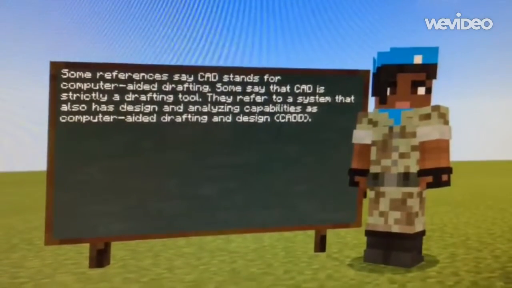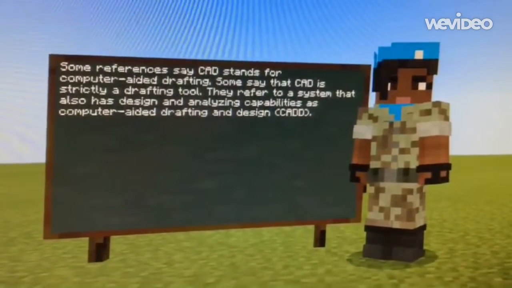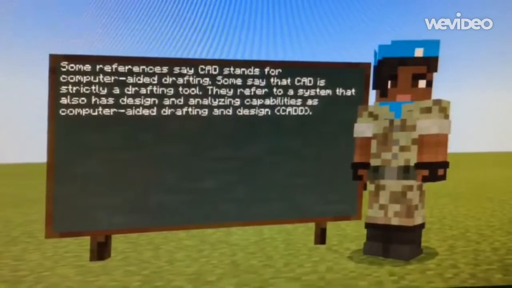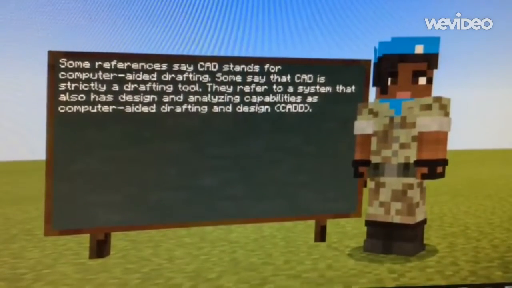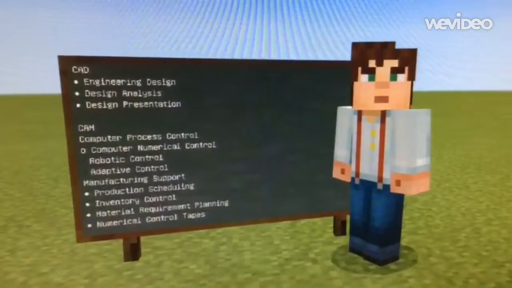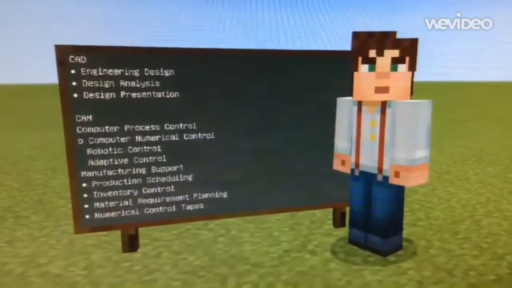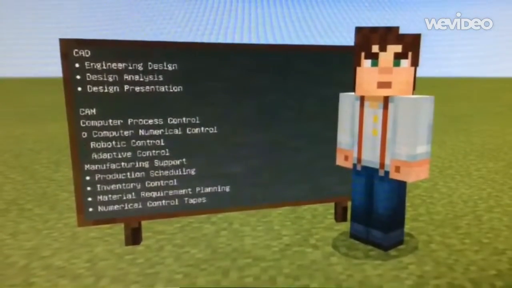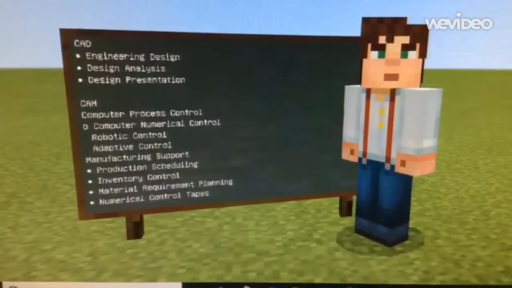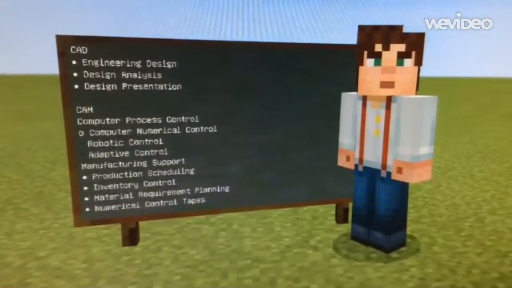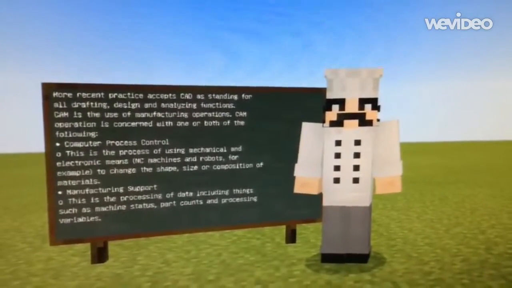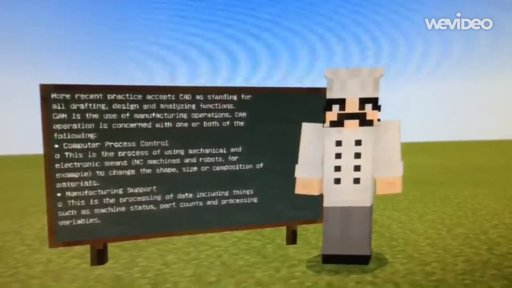Some references say CAD stands for computer-aided drafting. Some say that CAD is strictly a drafting tool. They refer to a system that also has design and analyzing capabilities as computer-aided drafting and designing. CAD: engineering design, design analysis, design presentation. CAM: computer process control, computer numerical control, robotic control, adaptive control, manufacturing support, production scheduling, inventory control, material requirements planning, and numerical control tapes. More recent practice accepts CAD as standing for all drafting, design, and analyzing functions.